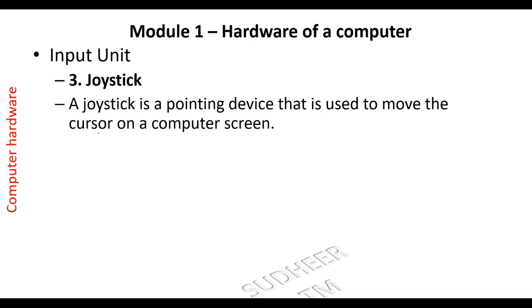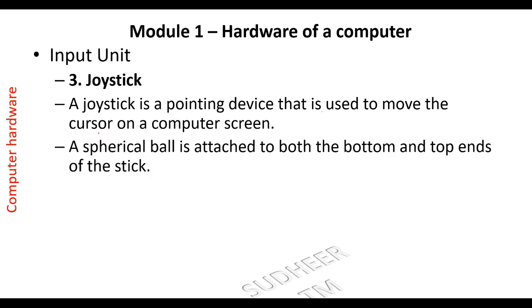The joystick is used for playing the games you play. There will be a pedal. That pedal you can move here and there. According to that movement of the pedal, the cursor will move on your screen, so that you can select a particular item on your screen, or you can play with your applications. So it's just like a mouse.